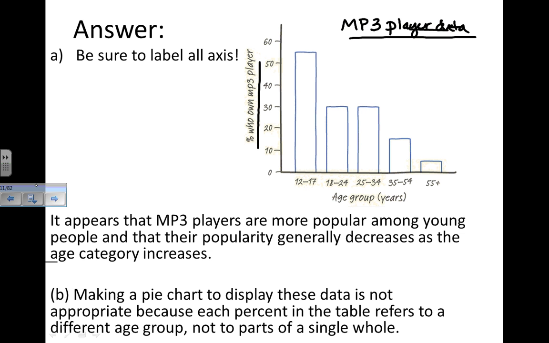All right, so part B, if you wanted to make a pie chart, it's not really appropriate because each percent in the table refers to a different age group. It's not parts of a whole. So if you added all these up, you're going to get over 100%. So that's why you don't want to do a pie chart in this one.